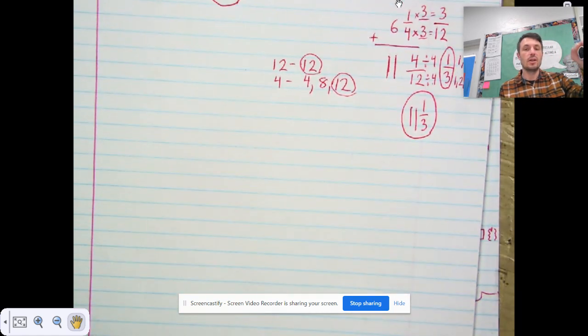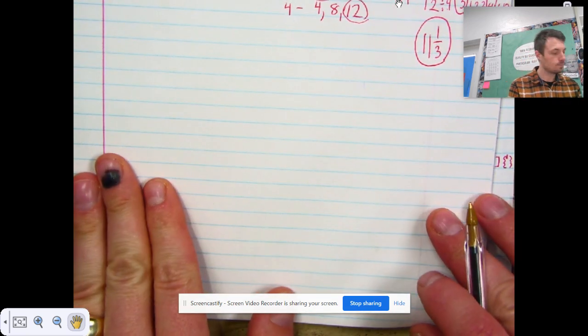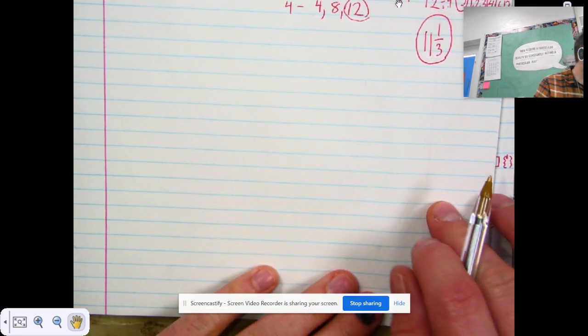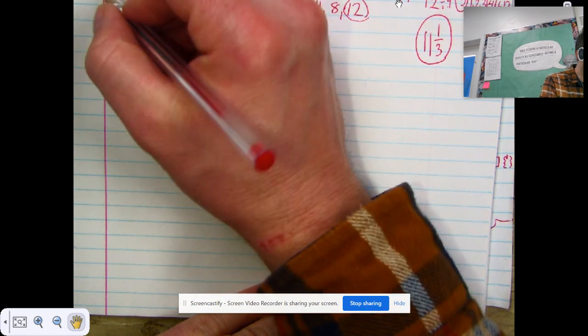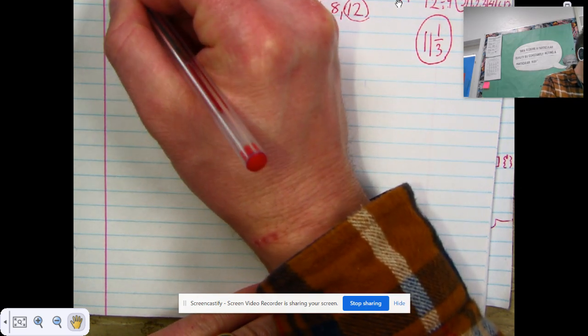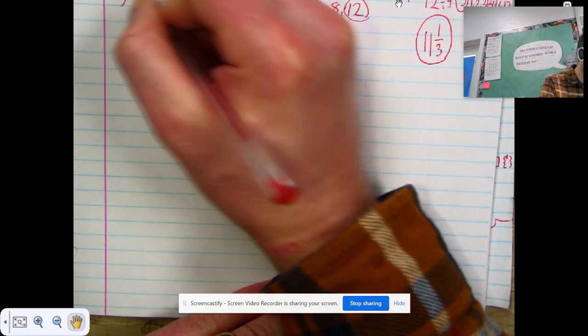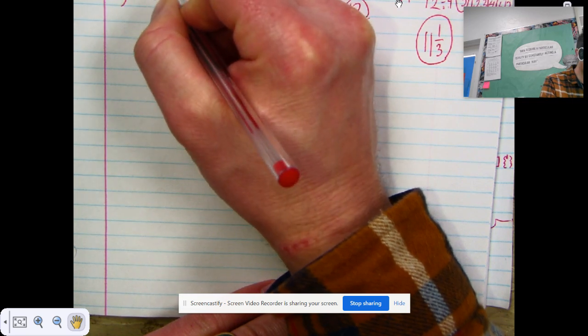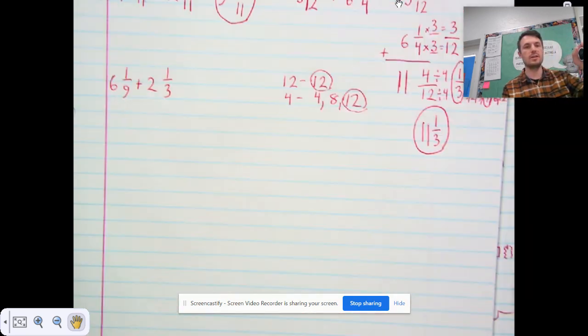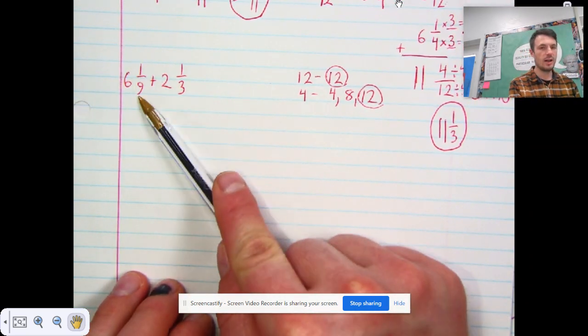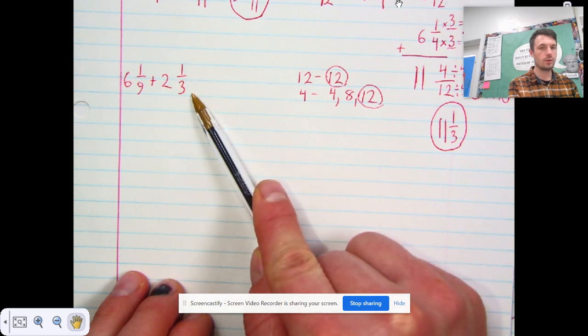Okay, let's do another one. Let's say we have to add 6 and 1/9 plus 2 and 1/3. Oops, you couldn't even see it, sorry. 6 and 1/9 plus 2 and 1/3.